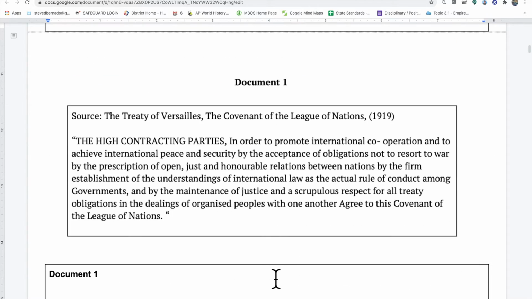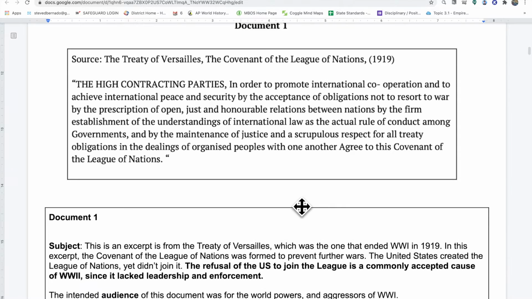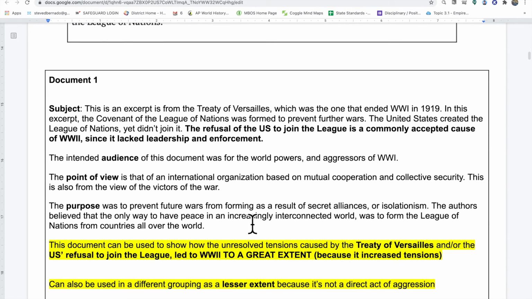Let's take a look at document 1, which is an excerpt from the Treaty of Versailles, the Covenant of the League of Nations in 1919. We perform analysis on the document, and here's what we come to realize. The subject of the document, well, this is an excerpt from the Treaty of Versailles, which was the one that ended World War I in 1919. In this excerpt, the Covenant of the League of Nations was formed to prevent further wars. The United States created the League of Nations, yet it did not join the League of Nations. And the refusal of the U.S. to join the League is commonly accepted as a cause of World War II, since it lacked leadership and enforcement.